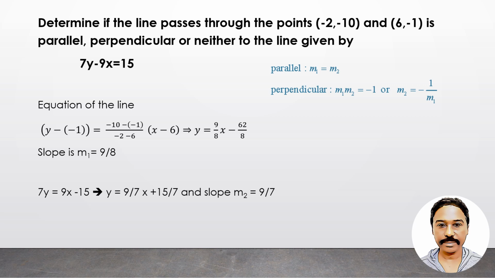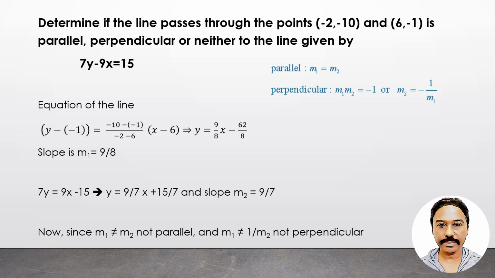Now we have to check if they are parallel. We have to check whether m1 is equal to m2. But it's clearly showing that 9 over 8 is not equal to 9 over 7, which means they are not parallel. And we also have to check if they are perpendicular by checking if m1 times m2 is equal to minus 1, or if m1 is equal to minus 1 over m2.